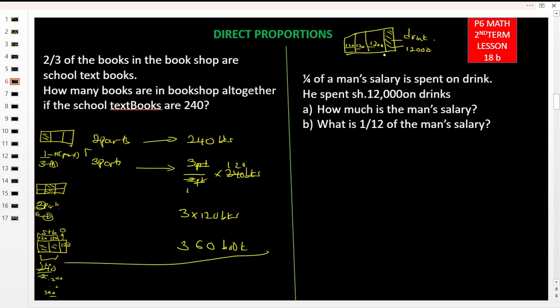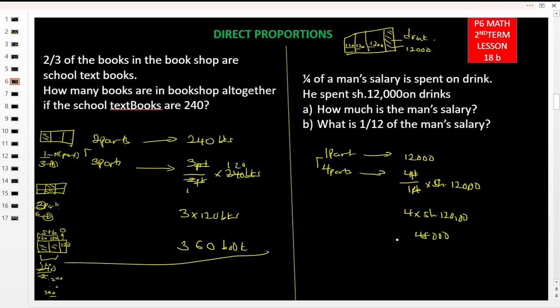That is going to be our total amount, but let us show it mathematically. So 1 part of the man's salary represented 12,000. How about the 4 parts? So it is inverted L. The 4 parts over 1 part times 12,000 shillings. Then 1 divided by 1 gives 1, so it is 4 times 12,000 shillings. Then 4 times 12 is 48. Add on the 3 zeros, and you make 48,000 shillings.